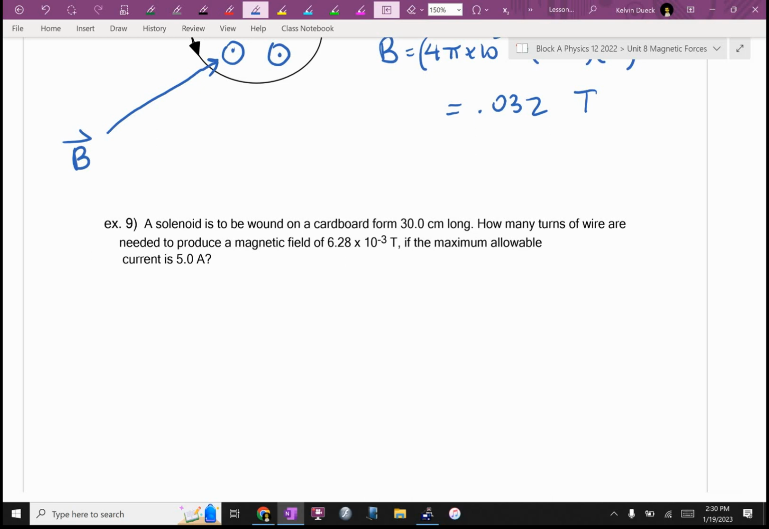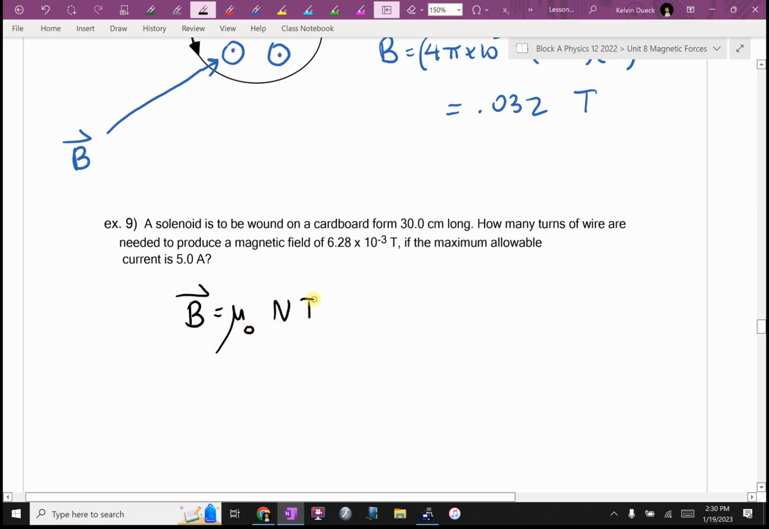Well, this is the magnetic field for a solenoid equation. So it's going to be mu naught N times I over L. I knew to use this one because they gave me the length in the question. Although I probably would have said, nice try, 0.3 meters.